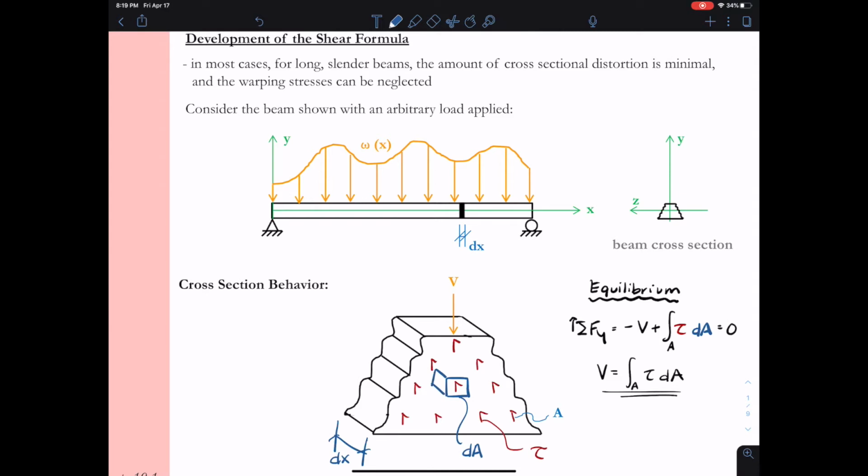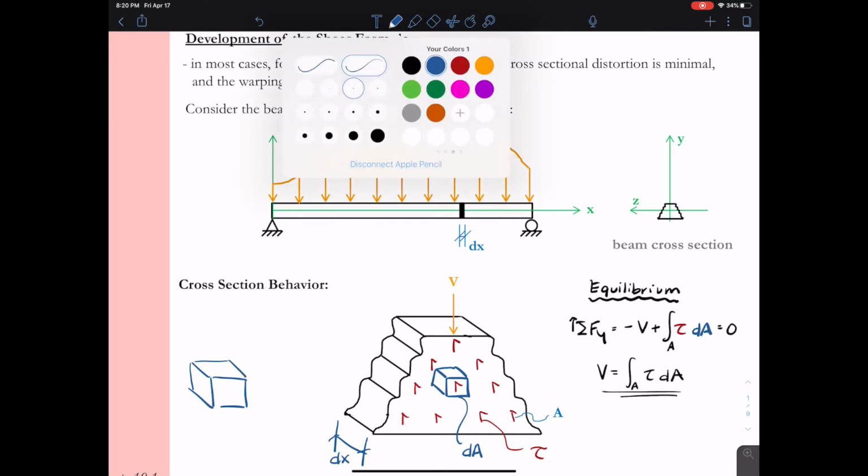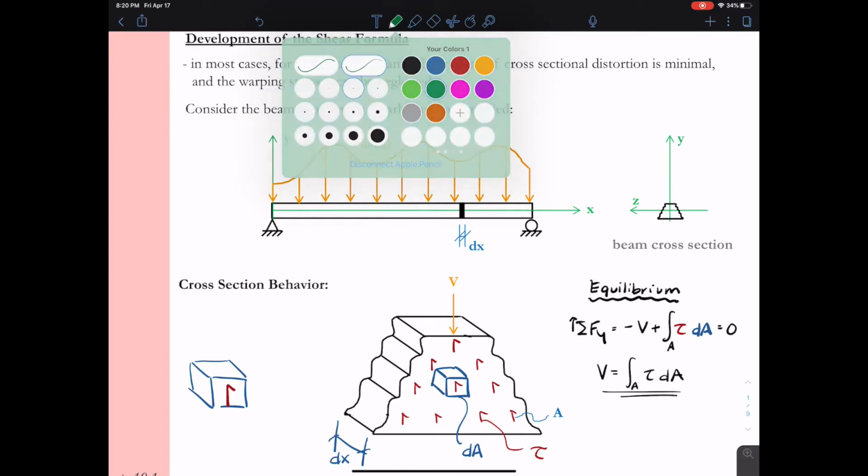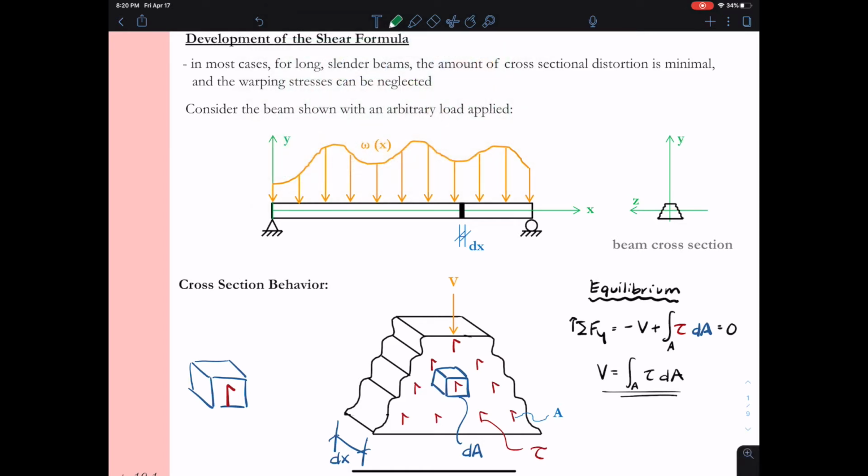Now we want to look at the box into the page. If I extend the little block into the page, I get a little box like this, right? And I'll go ahead and draw this box off to the side. Now when I draw the box over to the side, I'm going to draw the little shear stress in red on the front face. Well, we know if there's a shear stress on that face, then on the top face we have to have a balancing shear stress.